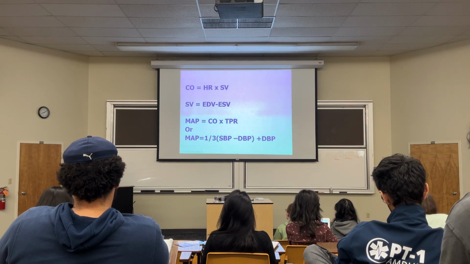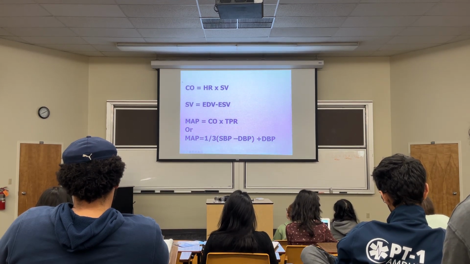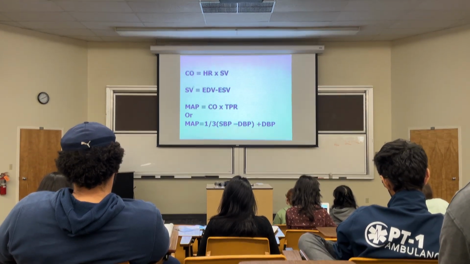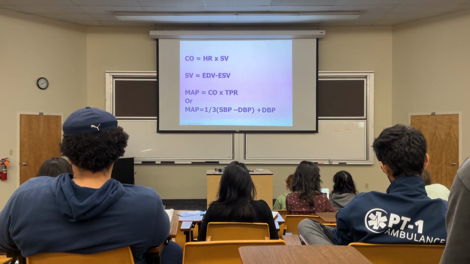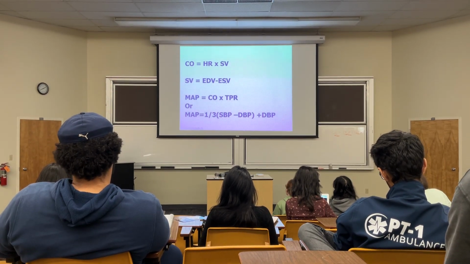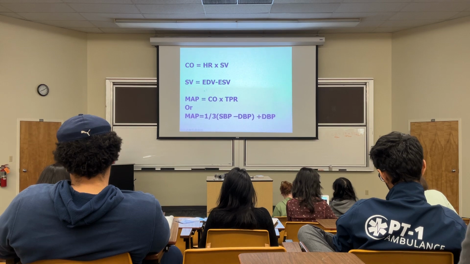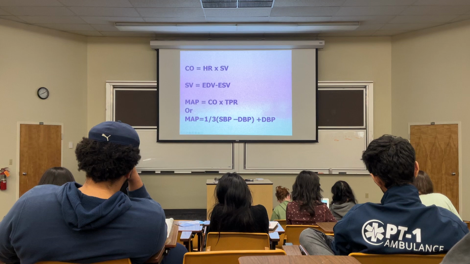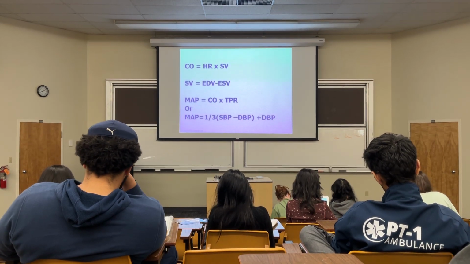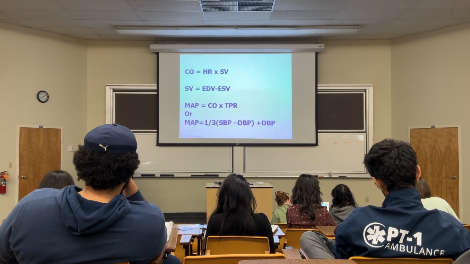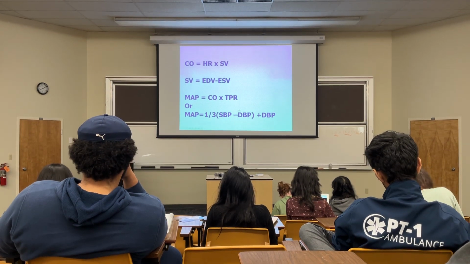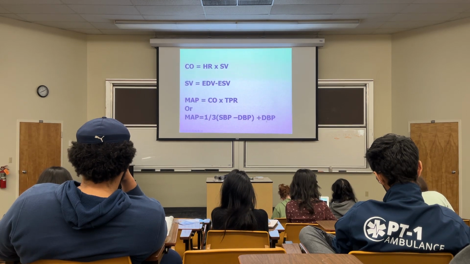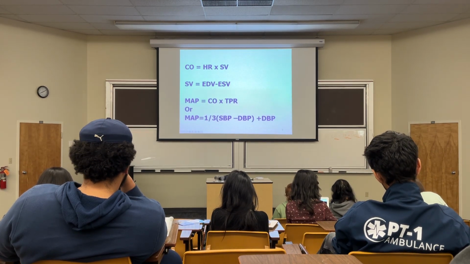Here's some equations. We've looked at this: cardiac output equals heart rate times stroke volume. This is one rearrangement of that equation we put on the board: stroke volume equals end diastolic volume minus end systolic volume. Here's mean arterial pressure: cardiac output times total peripheral resistance, or we can use this one, mean arterial pressure equals 1/3 of this relationship. This is the systolic blood pressure minus the diastolic, plus the diastolic blood pressure.